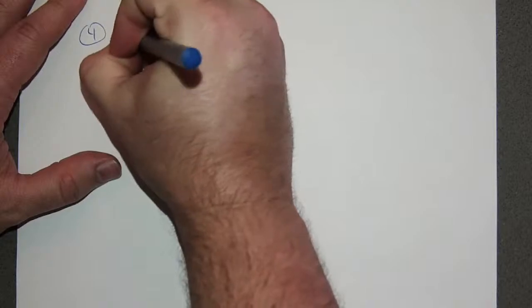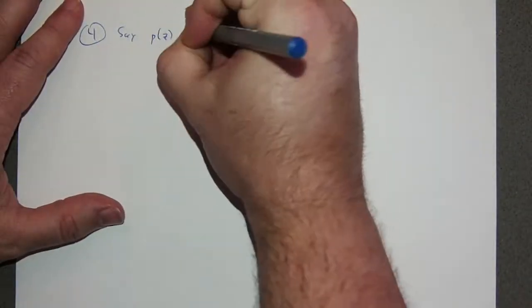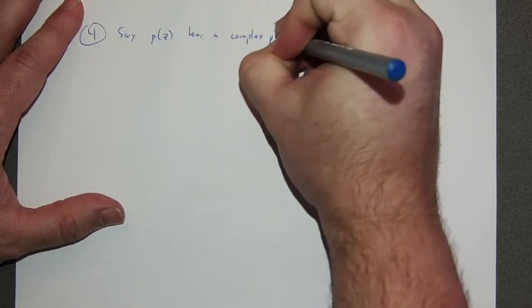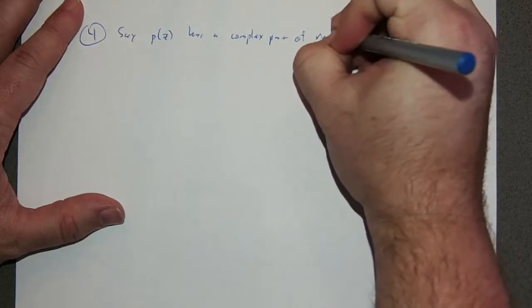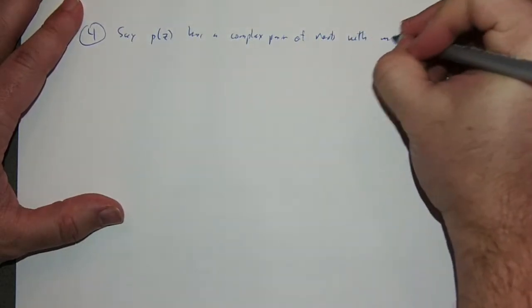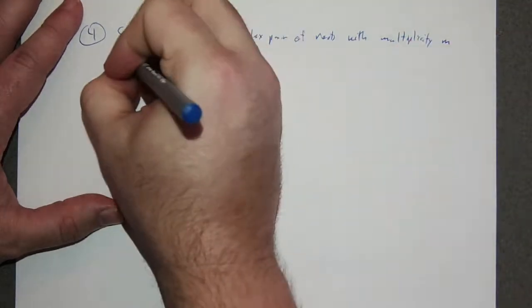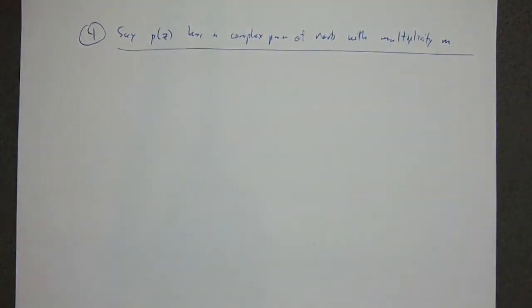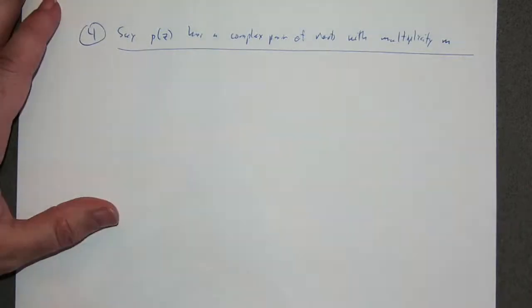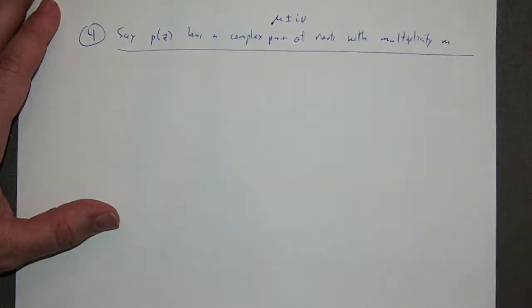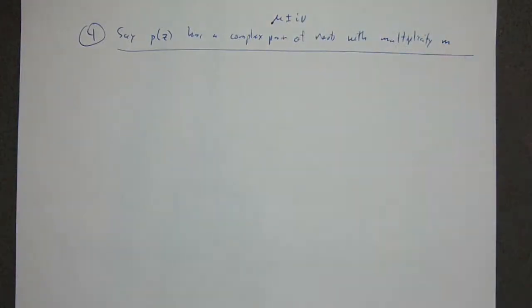All right, what about the next step? Say P of z has a complex pair of roots with multiplicity m. So we'll call our complex pair of roots mu plus or minus i nu. We'll say their multiplicity is m.